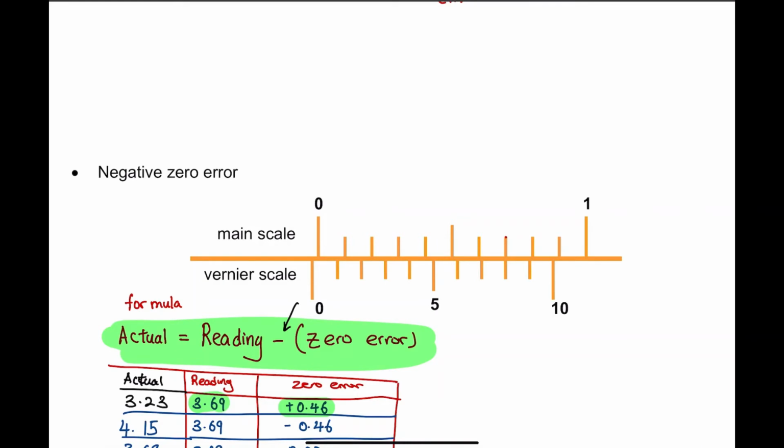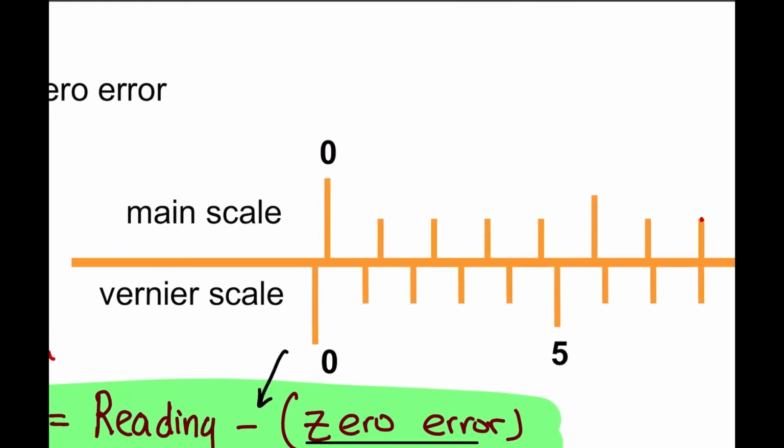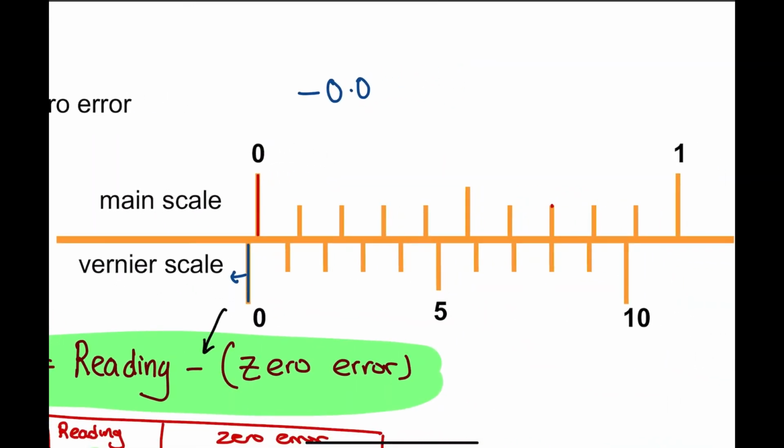Okay, for your negative zero error, you realize that in your main scale reading, the zero is here. Your minor scale reading, the zero is on the left hand side. Remember I said positive zero error, the minor scale 0 is on the right of the main scale reading. This one down here, the minor scale 0 is on the left of the main scale. So therefore now this is a negative zero error. Negative 0.0 something.